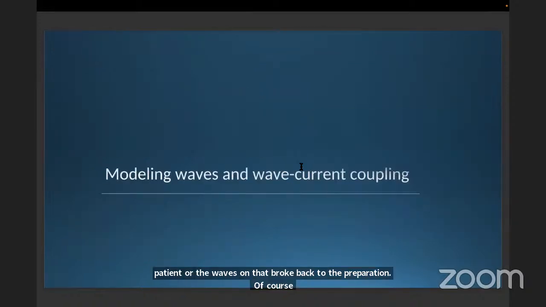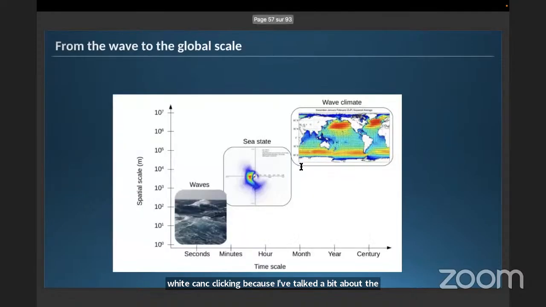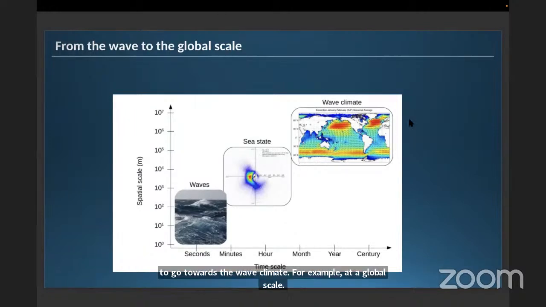So now just a few words on how we can model waves and wave current coupling, because I've talked a bit about theory and processes, but now how do we do in practice? As I said, with waves, we have a large range of scales to cover. If we look at individual waves, we are on very small and short scales. And to go towards a wave climate, for example, at a global scale, you can imagine that it's quite a range of scales to model.